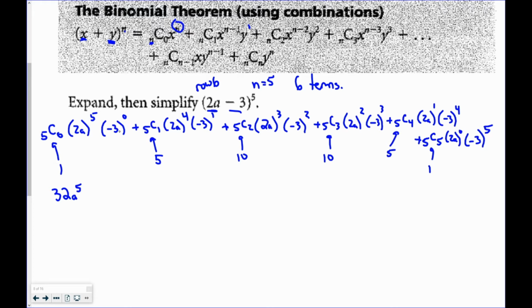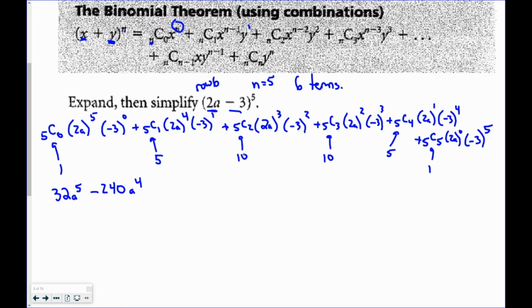Anything to the power of 0 is 1. Okay, so the negative goes away. This term overall will be negative. You've got negative 3 to the 1. So you get 5 times 2 to the 4, which is 16, times negative 3, which gives you negative 240, and then a to the 4. This 3 didn't have a variable, so we don't have a second variable here.